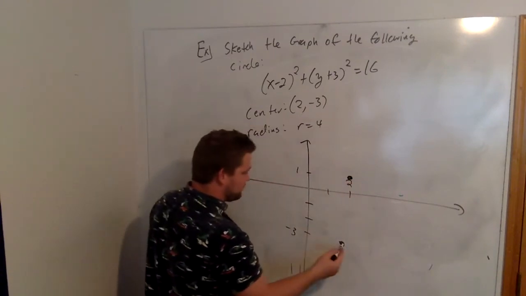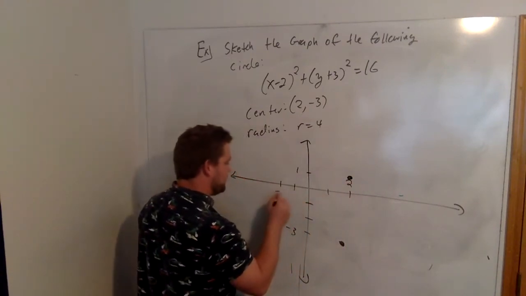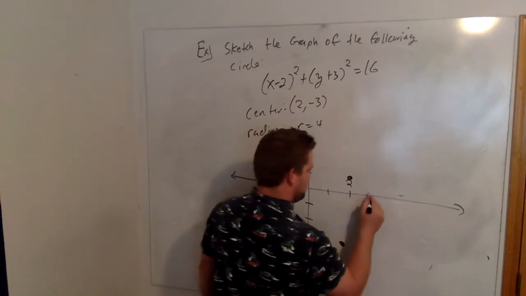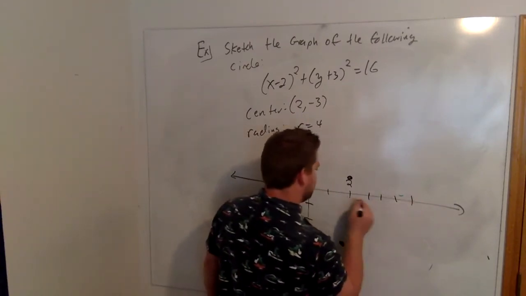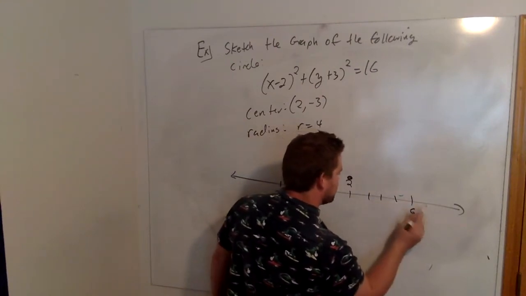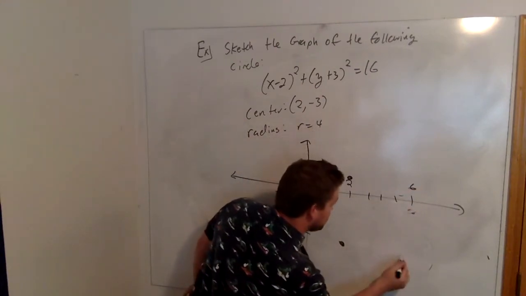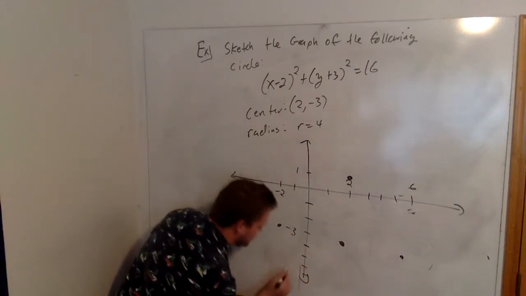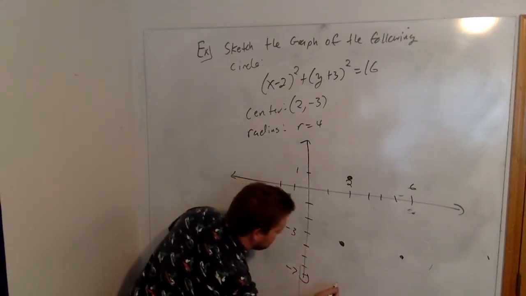Now we need to go left 4 units. So 1, 2, 3, 4. Here's negative 2. This will be another point on that circle. Okay, 1, 2, 3, 4, 5. This will be the point 6, a point on the circle. 1, 2, 3, 4. This will be at negative 7. This will be another point on the circle.